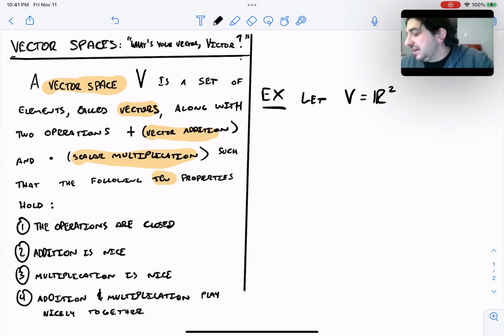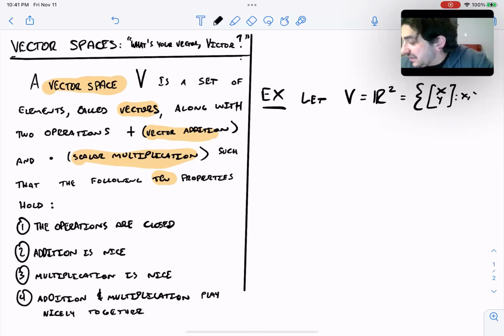So let V equal the Cartesian coordinate plane. Another way to look at this is that it's just lists of numbers with two real numbers in it. The first one we call X, the second one we call Y, where X and Y are both real numbers. So it's the set of all ordered pairs of numbers, (X, Y). And so that's our set.